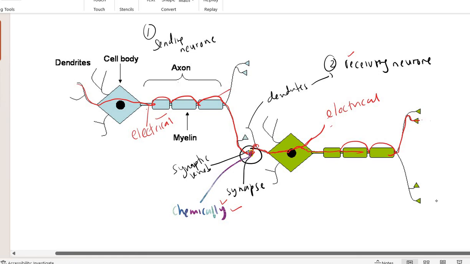If you have another receiving neuron here, this is also known as a synapse. So the process will keep on continuing until the impulse is received by the specific organ, specific glands or whatever. So this is how the process occurs in the synapse.